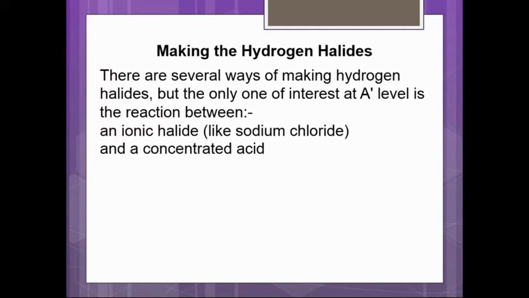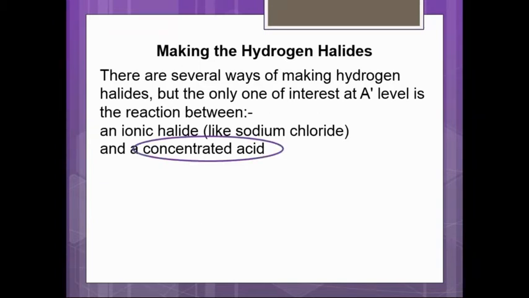That's a halogen that's in an ionic compound. For example, sodium chloride is a very readily available ionic halide, so that's what we tend to use most of the time, just because it's easy to get hold of. But things like potassium bromide, calcium iodide, they're all fine too. So we get our ionic halide, and we add to it a concentrated acid.